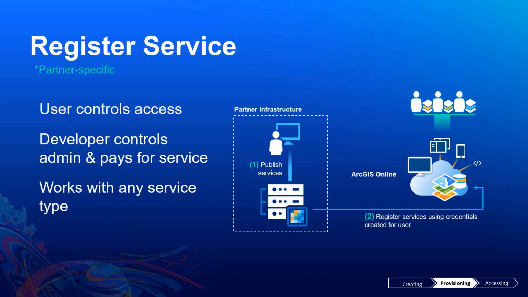Now, the next few patterns that we're going to talk about only apply to partners when used in a revenue generating product. So just keep that in mind as we go through these next three patterns. But the way it works to register a service is that you have your data in your own infrastructure. So in this diagram, this is labeled as partner infrastructure, and it could be either ArcGIS Online or ArcGIS Enterprise. And for this example here, we are showing the diagram for an image server.